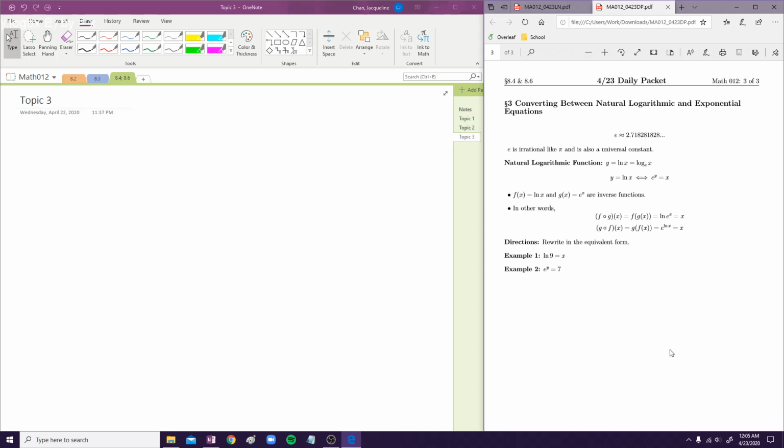Welcome back to the last topic of the day, which is converting between natural logarithmic and exponential equations. So before we get into natural log, let's talk about e.